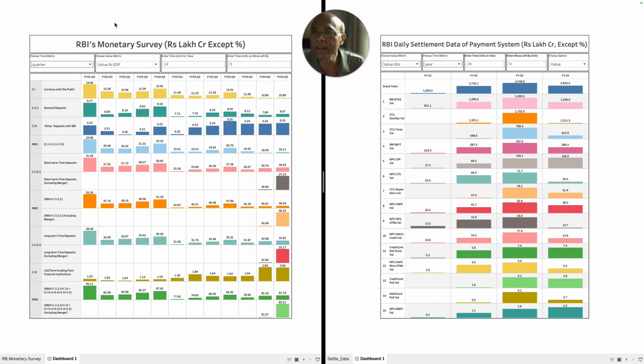However, when you look at the RBI's monetary survey, I get a very different kind of output. The conclusion that we are able to draw is quite different from what we are seeing on this particular part of the screen, which is from the settlement data, and it is clearly visible here. Let me tell you why I am saying this.